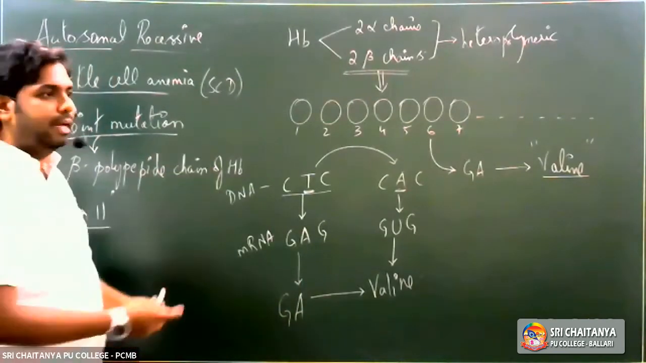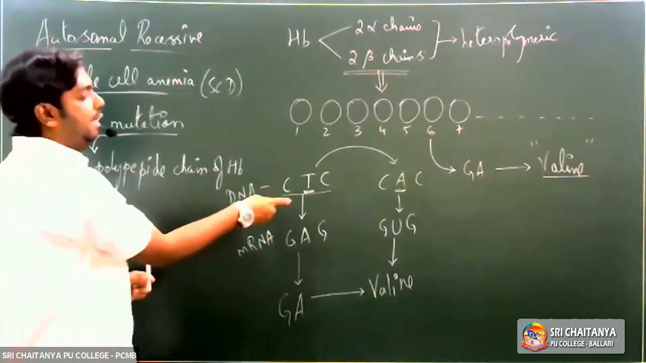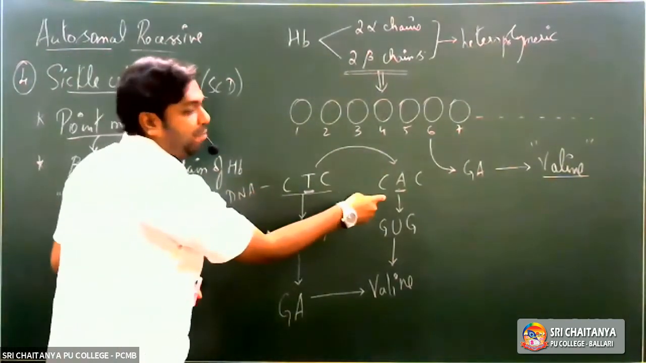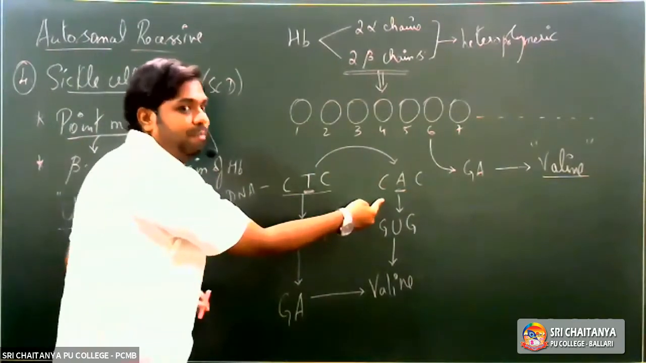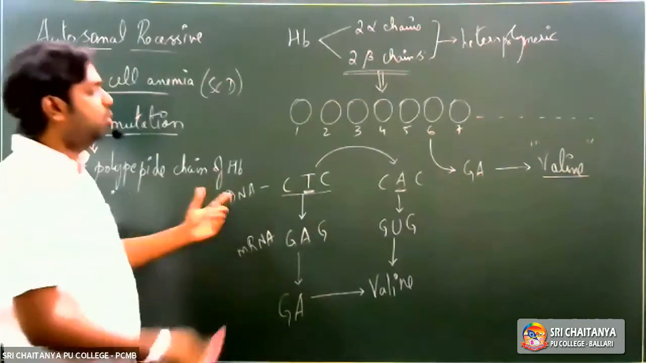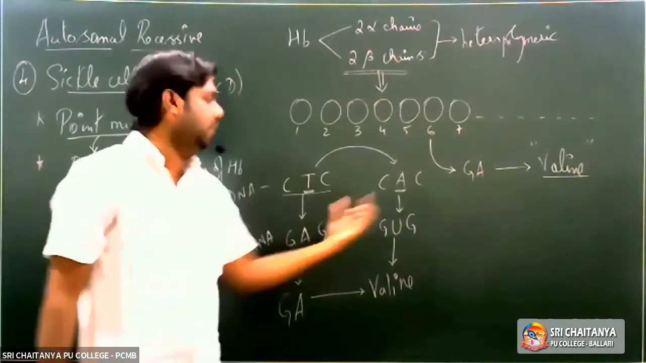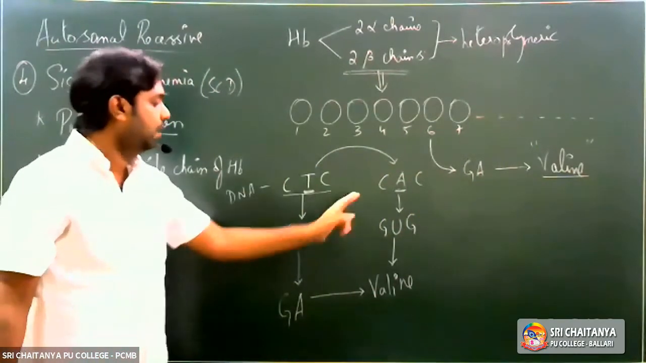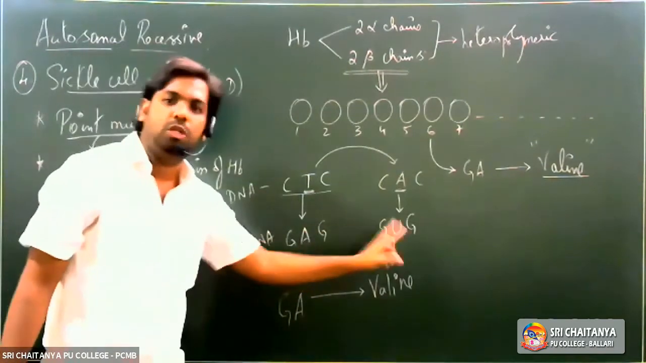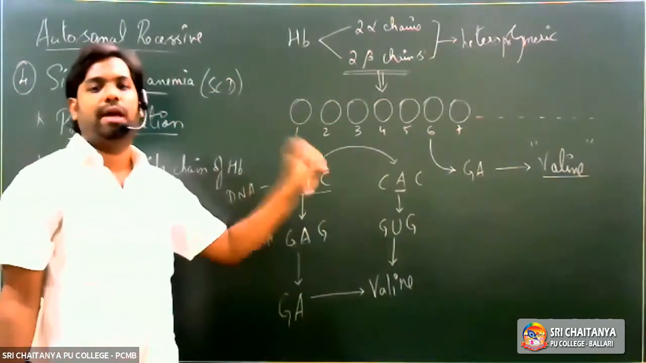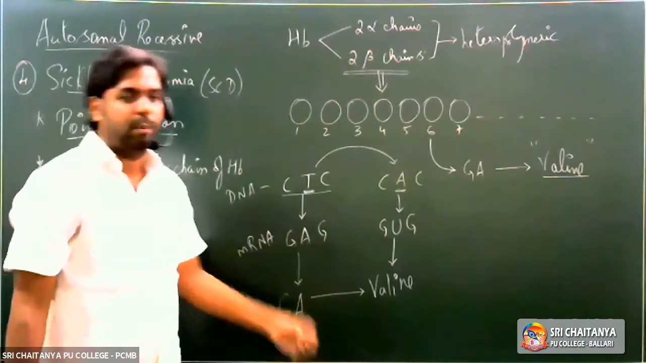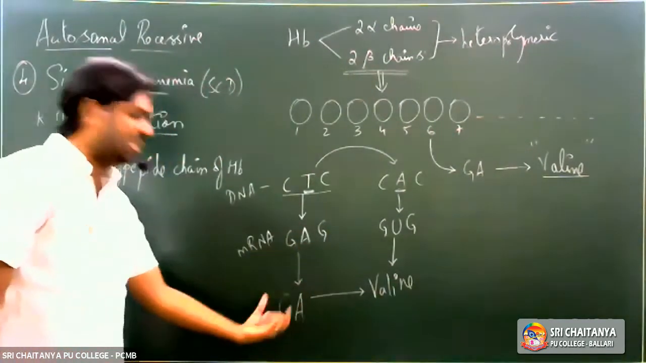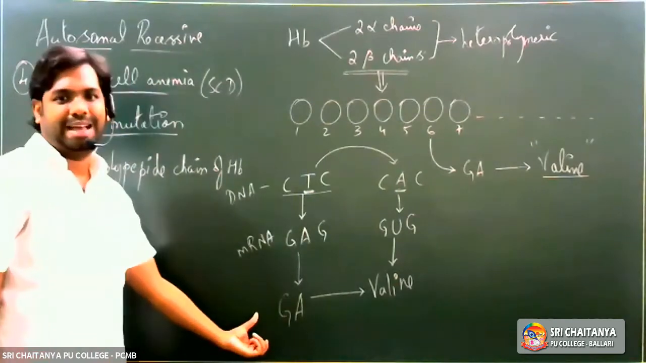Right. Now there is a point mutation in the DNA sequence, where T is being replaced by A. Thymine is being replaced by adenine, whereby the sequence now will become CAC instead of CTC. Now, since it has become CAC, in the mRNA it would become GUG. Now, this GUG will start coding for another amino acid, which is called valine. So, valine gets replaced by the original glutamic acid.